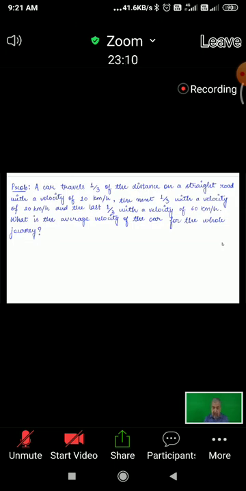Try this question. A car travels 1/3 of the distance on a straight road with a speed of 10 km per hour, the next 1/3 with a speed of 20 km per hour, and the last 1/3 with a speed of 60 km per hour. What is the average speed of the car for the whole journey? Here velocity is written, but velocity and speed are the same thing in this question.